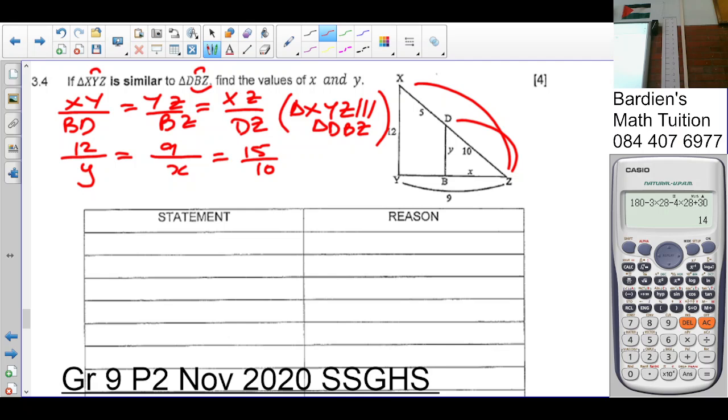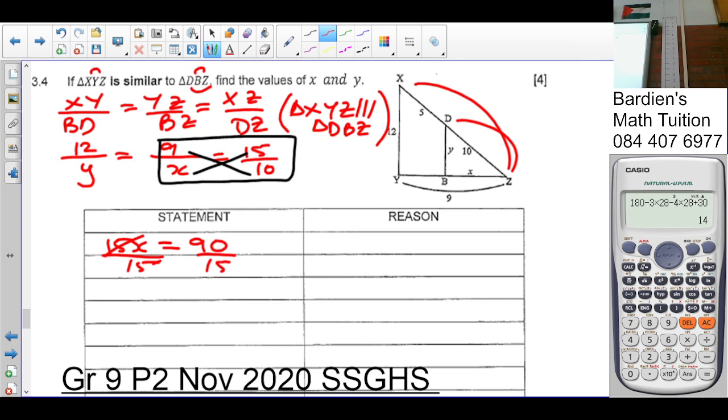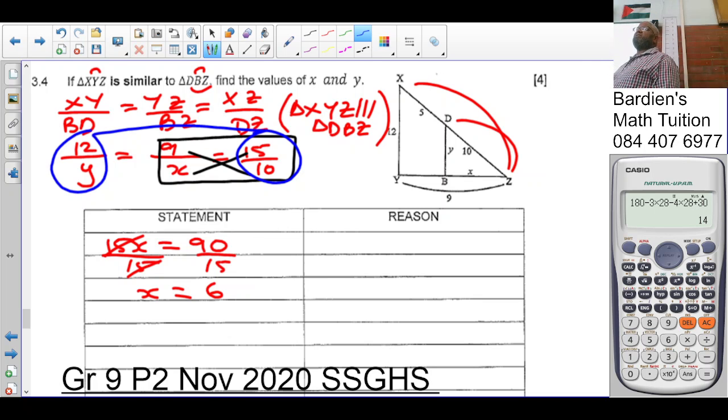So to calculate X or Y in this case, I'm going to first use those two. And what do I do? I cross multiply. So 15 times X is 15X equals 90. So I divide by 15 both sides. So X is 6 units, so centimeters. The other one, you're going to go with that one there and this one here. Like 15 over 10 is the known ratio to us.